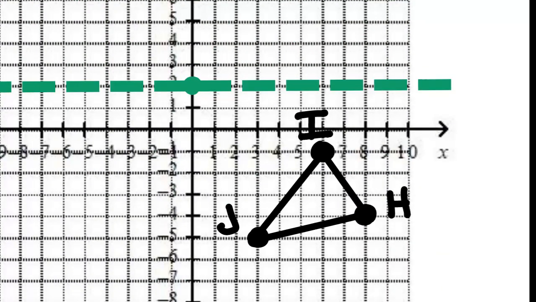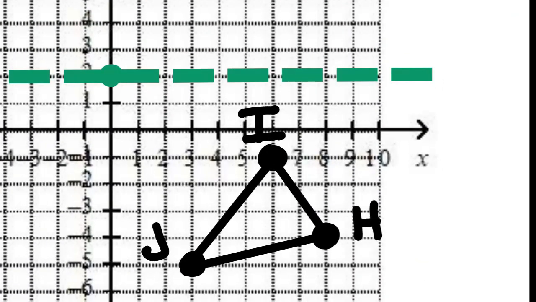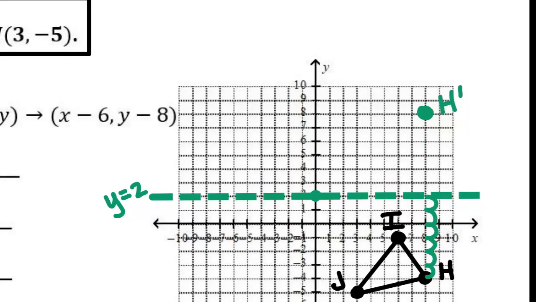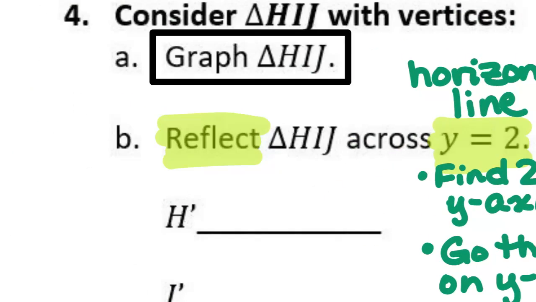How far away is H from that line? 1, 2, 3, 4, 5, 6. We were 6 away, so we're going to go 6 away on the other side. 1, 2, 3, 4, 5, 6. So right here is H prime. 8, 8. Yes.